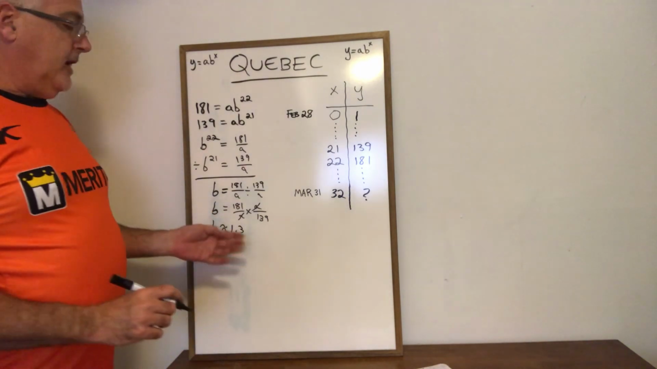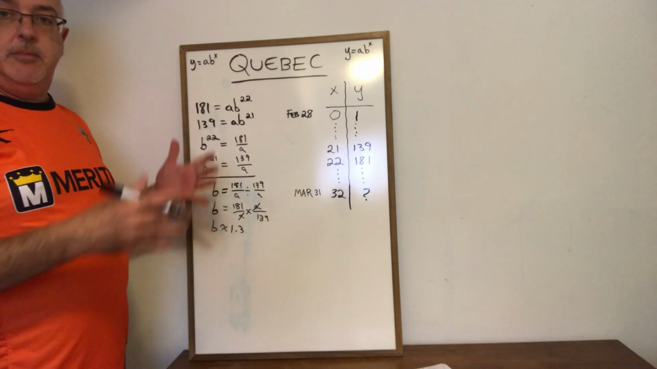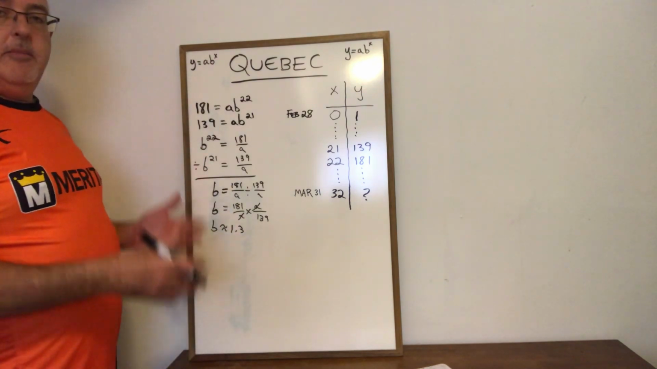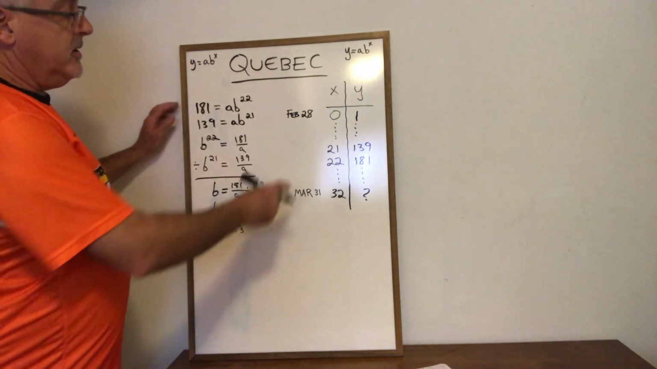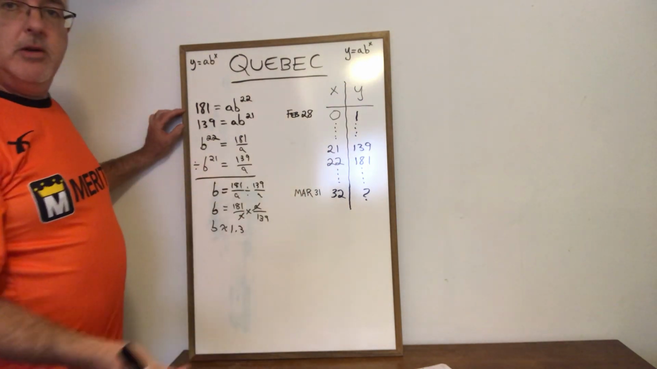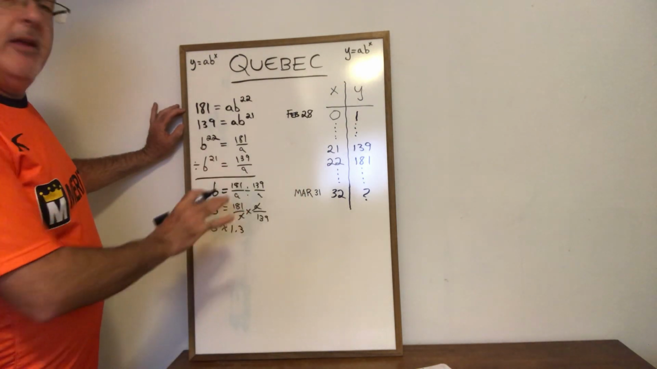Now this number is rounded. And when you do things like rounding in an exponential equation, it can have quite a big effect on your finished model. Also, when you use data that's not perfect, it can also have a big effect. So I have to remember that this is a model.